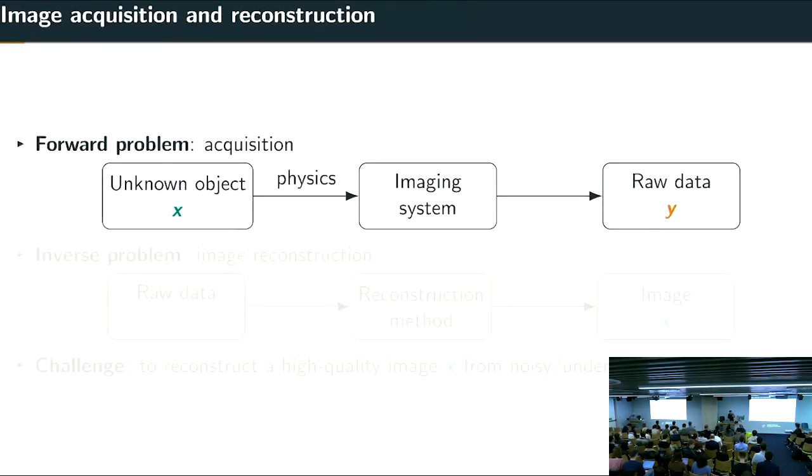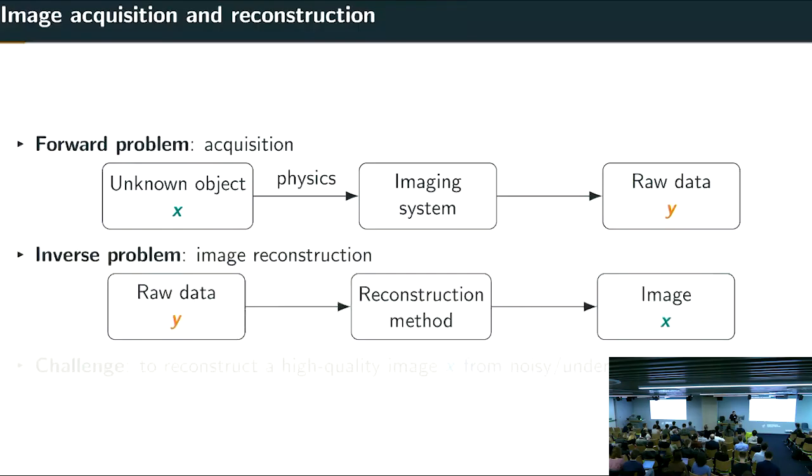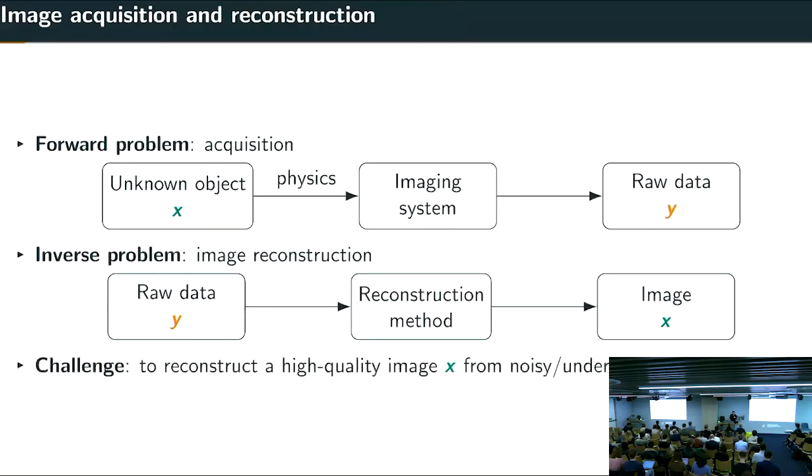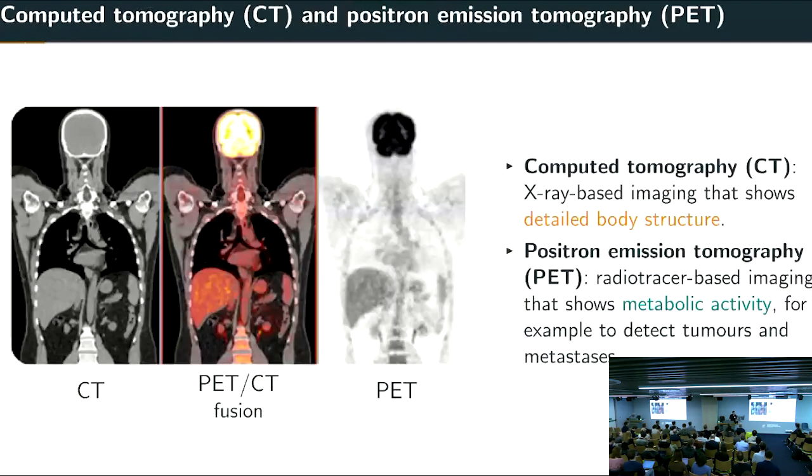So in medical imaging reconstruction, first we have an image forward problem, which models the acquisition. We start from an unknown object. We've got an imaging system, and through physics, we measure raw data, which are stored in a vector y. And the inverse problem goes in the opposite direction. We start from the raw data, we have a reconstruction method, and we want to recover an image x. The challenge is to be able to reconstruct high-quality images from noisy and/or undersampled data y.